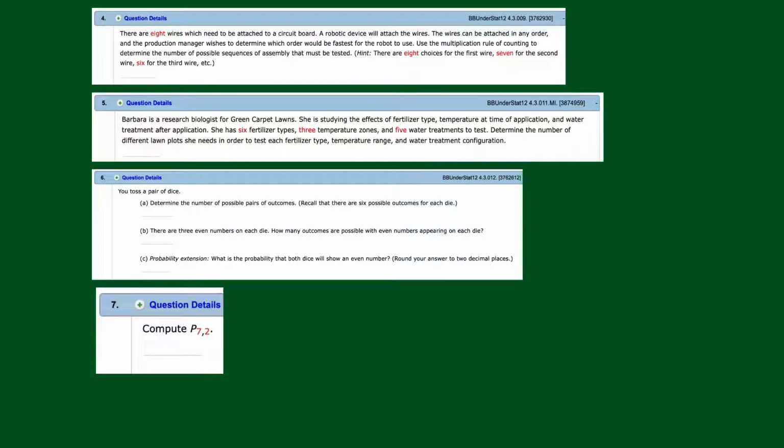This is section 4.3. We can do 4 problems here: 4, 5, 6, and 7. Number 4 says there are 8 wires which need to be attached to a circuit board. A robotic device will attach the wires, which can be attached in any order, and the production manager wishes to determine which order would be fastest for the robot to use. Now, use the multiplication rule, so we're just going to multiply here, to determine the number of possible sequences of assembly that must be tested.